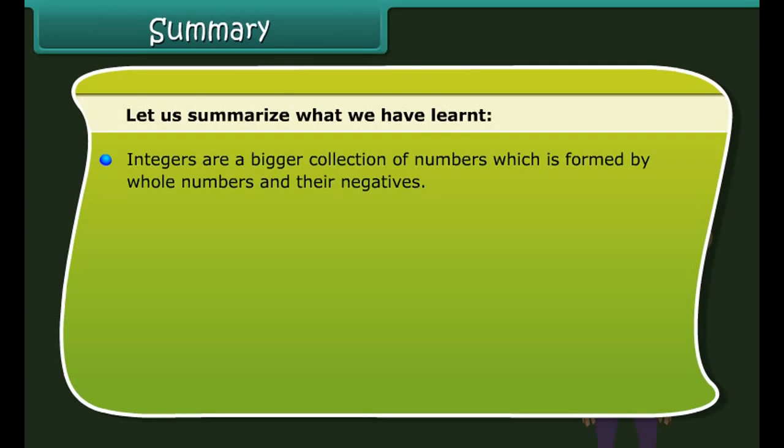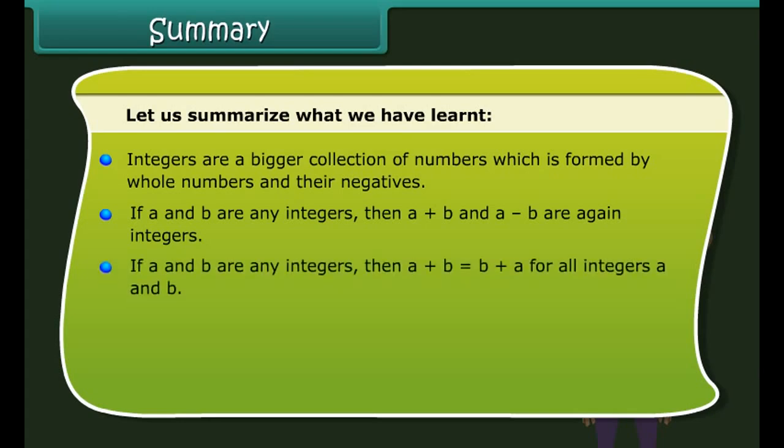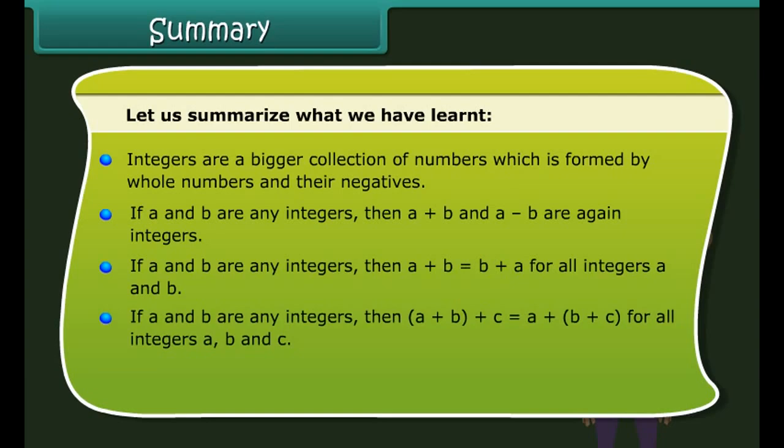Integers are a bigger collection of numbers which is formed by whole numbers and their negatives. If A and B are any integers, then A plus B and A minus B are again integers. If A and B are any integers, then A plus B is equal to B plus A. For all integers A, B and C, A plus (B plus C) is equal to (A plus B) plus C.